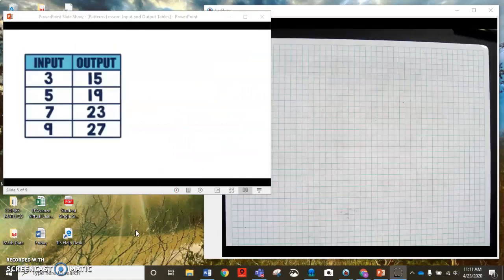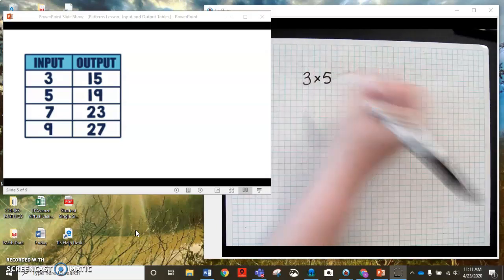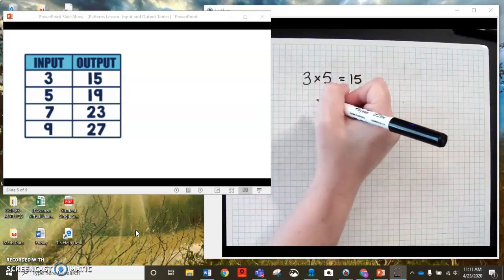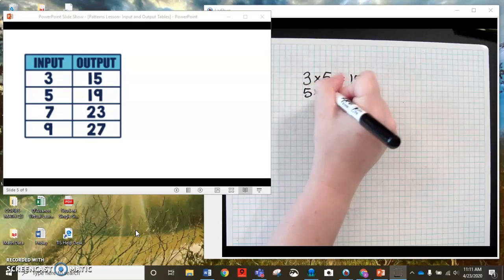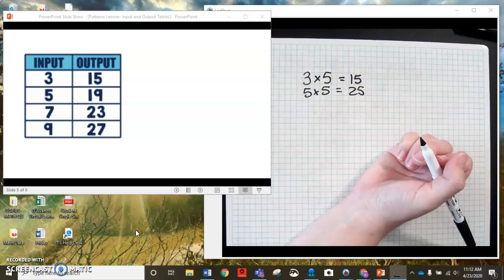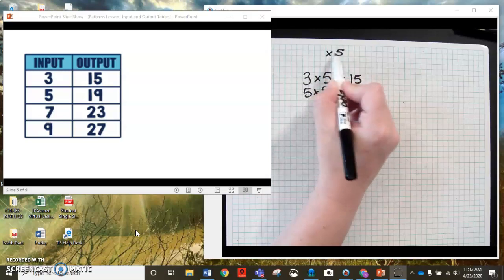Okay, so now we're ready to try to come up with our own rules without multiple choice responses. So we're going to look at the first input to output of 3 to 15. And I'm going to think of different ways that I could get from one number to the next. So probably the most obvious one would be to multiply by 5 and get 15. So let's try that rule. I try it with 5, and already that rule is not going to work because I get 25, which is not the same as 19. So the rule cannot be multiply by 5.